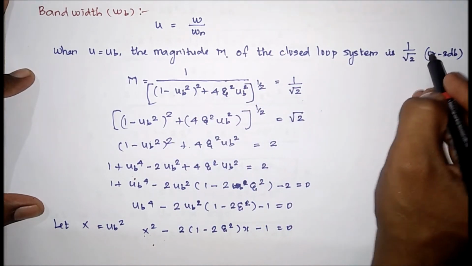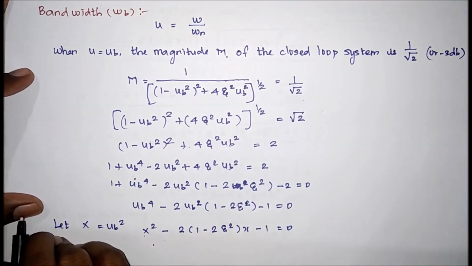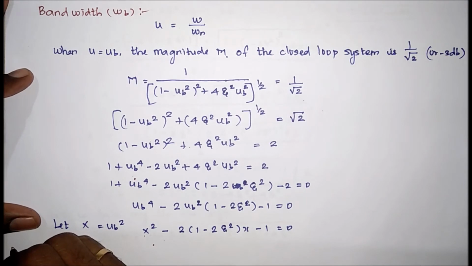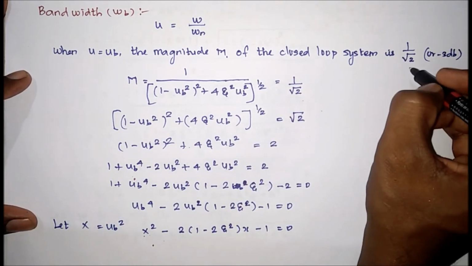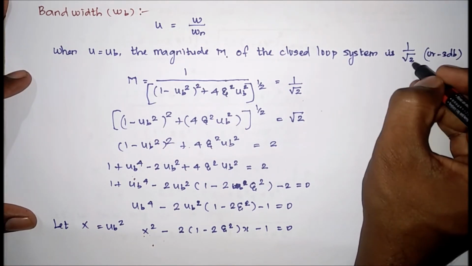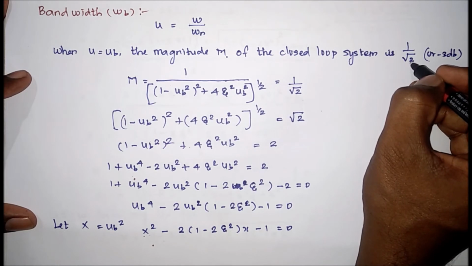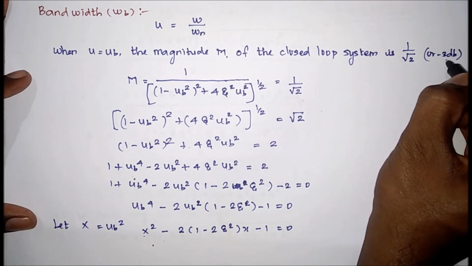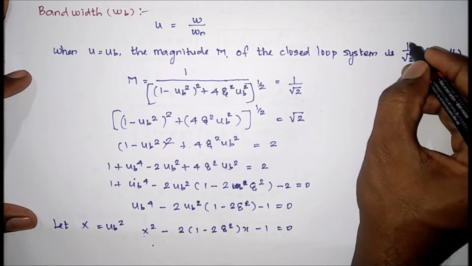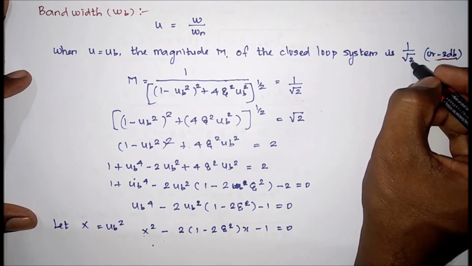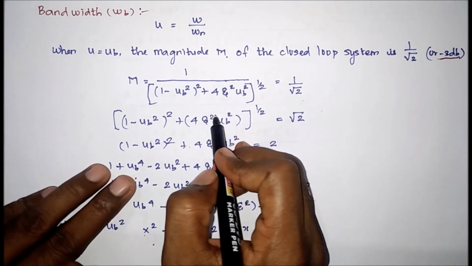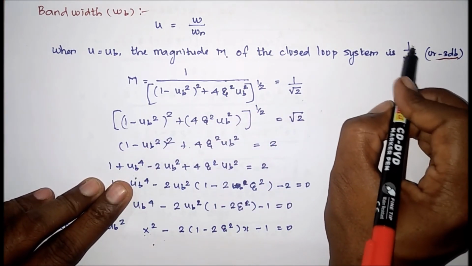According to the definition, bandwidth is nothing but the range of frequencies at which magnitude of closed loop transfer function will be greater than or equal to minus 3 decibel. It means we can consider when the magnitude equal to minus 3 decibel or 1 by root 2, we will get the bandwidth. So therefore we have to equate the magnitude to 1 by root 2.